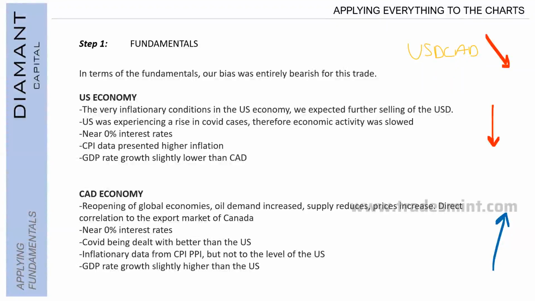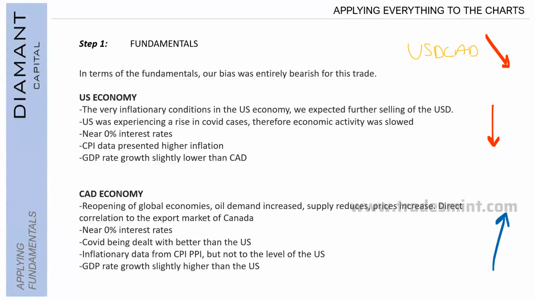Next, the US was experiencing a rise in COVID cases, therefore economic activity was slowed. Of course, businesses could not function as normal, and consumers would not be spending as much. There were also 0% interest rates, which means you're in very inflationary conditions, as we already explained. The banks want people to increase economic stimulation by taking loans and everything like that, but this is what happens whenever you're in a crisis. Then the CPI data presented higher inflation, and the GDP rate growth was slightly lower than CAD.